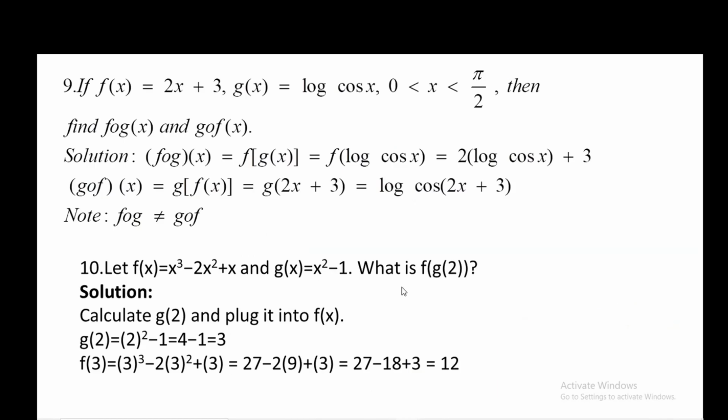Now we are moving to composite functions. If f of x is equal to 2x plus 3, then g of x is equal to log x. X ranges from 0 to pi by 2.